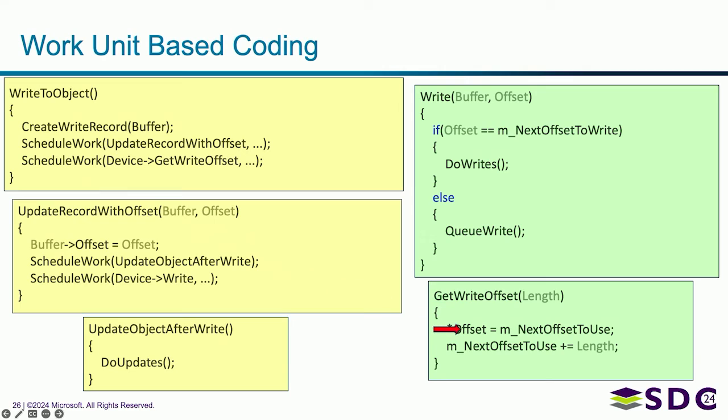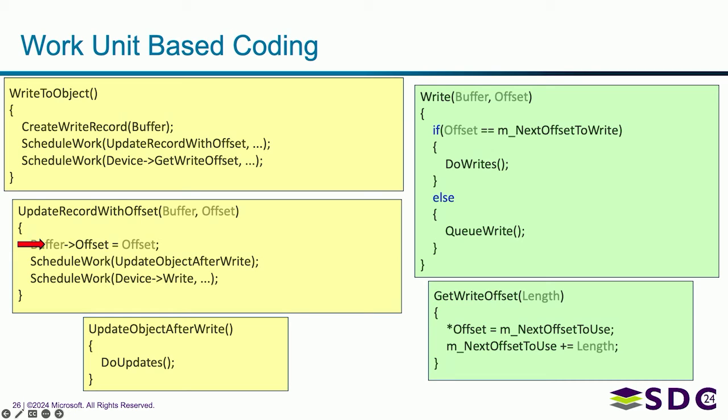And what happens is it says, okay, well now I'm going to run in the context of the device. So I'm mutually exclusive on the device, so I can get my next offset. This is a standard, whatever the next offset is, I'm going to get it. I'm then going to update it based on the length, and then say, okay, I'm done. So then we had pushed the update record with offset before we did this get offset. So after that, it's going to jump to that and say, okay, we're actually updating the record with the offset. So we go there.